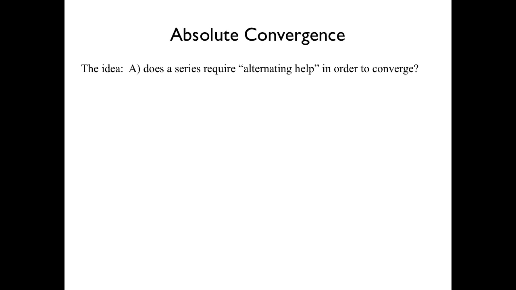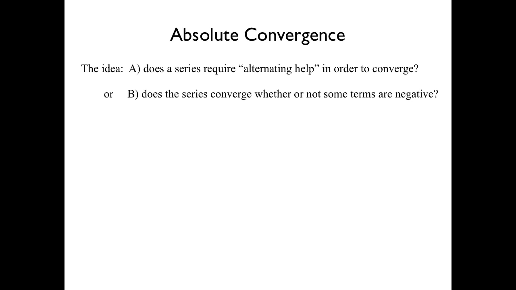Does it actually require the alternating help in order for it to converge, or does the series converge regardless of whether the terms alternate or not? Does it need those minuses in there to help it converge, or will it converge regardless of their all being positive or half of them being negative? So which one of those two would you call absolute convergence, A or B?